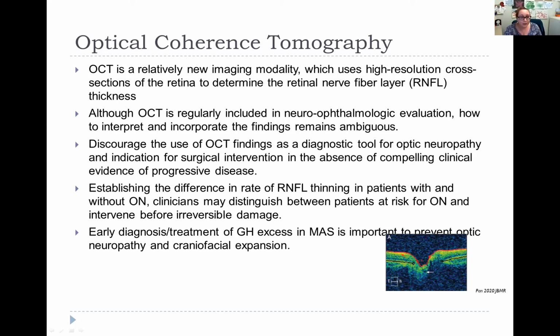And how to interpret this still is being worked up. Meaning that many doctors, despite having this technology, aren't necessarily comfortable interpreting it and incorporating the findings into using it as a modality to recommend treatment or not. Some studies are looking to establish the difference in the rate of thinning in patients with or without optic neuropathy. And some clinicians may distinguish between patients at risk for optic neuropathy and intervene before irreversible damage occurs, but it's not really going to be used at this time as an indication for surgical intervention.